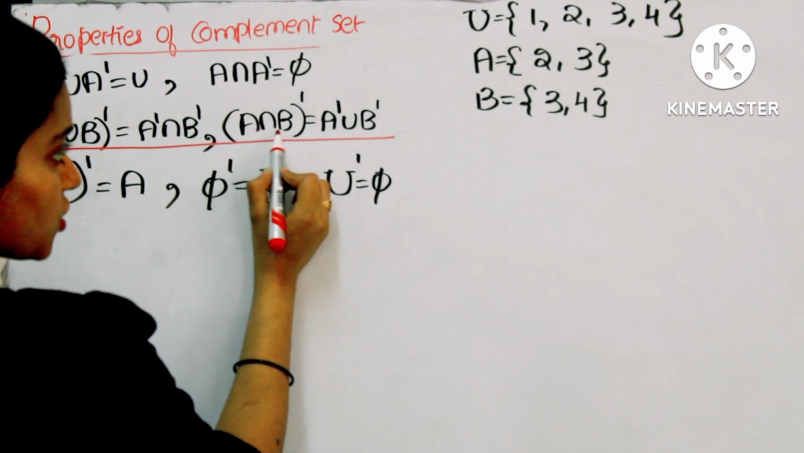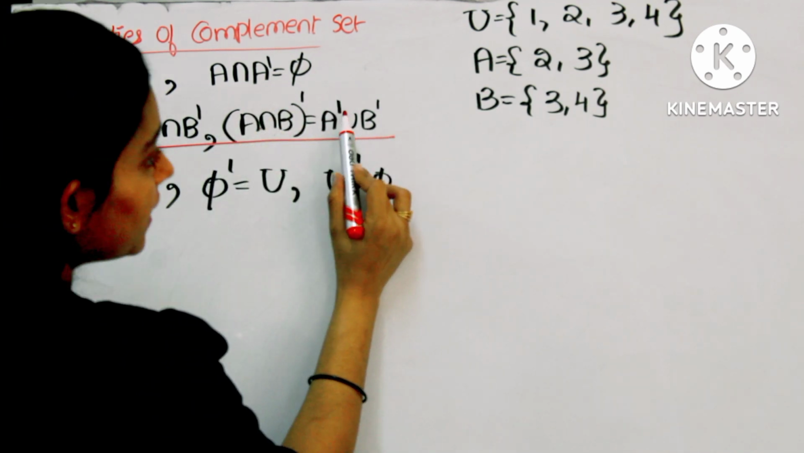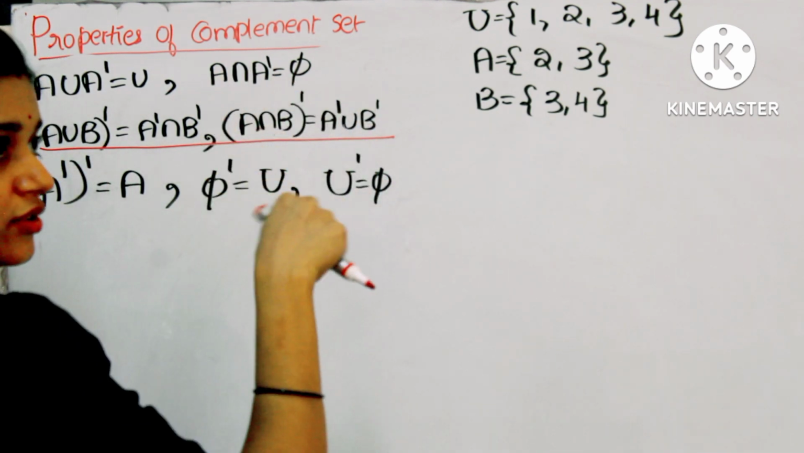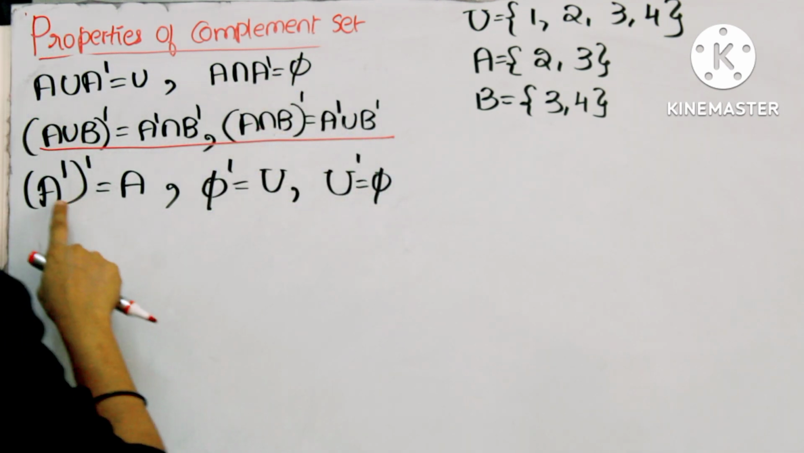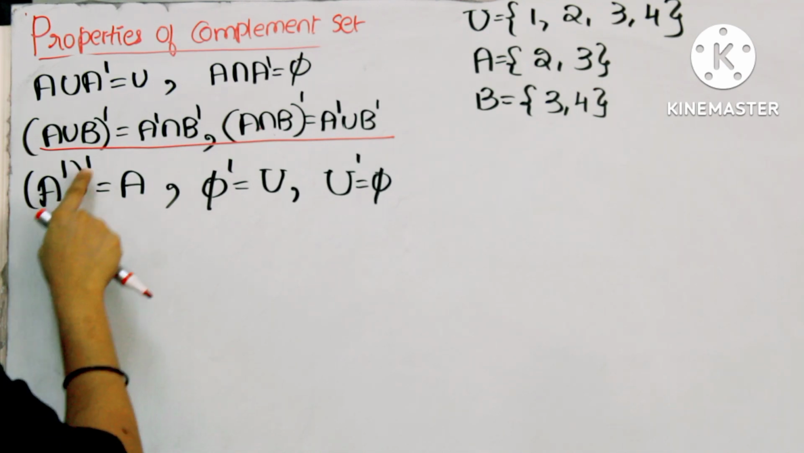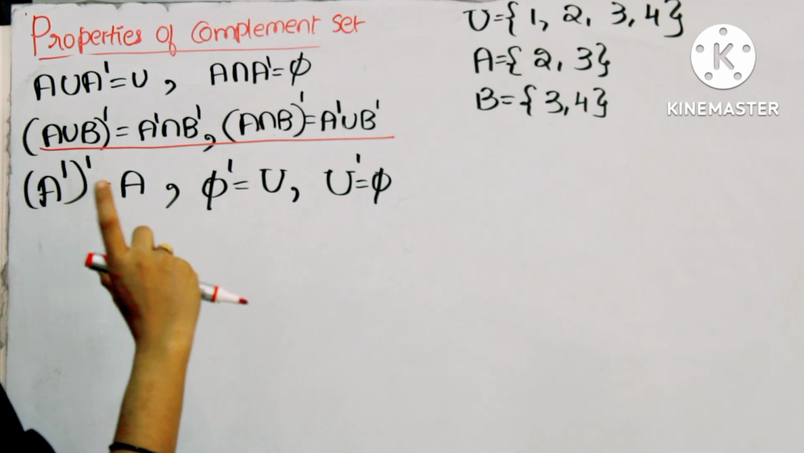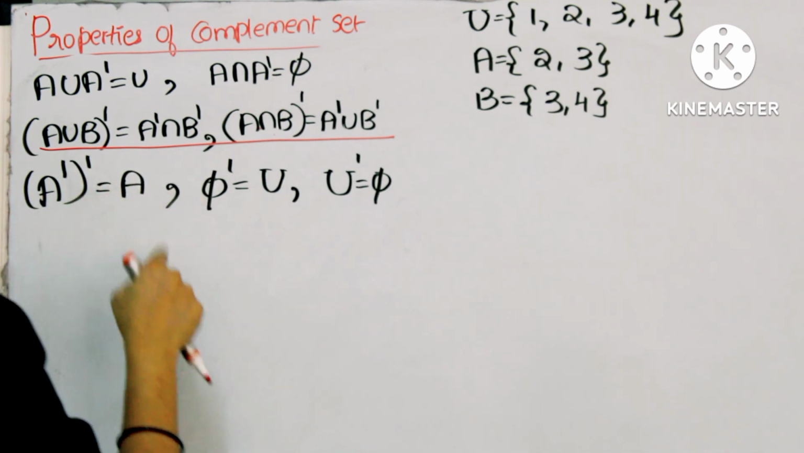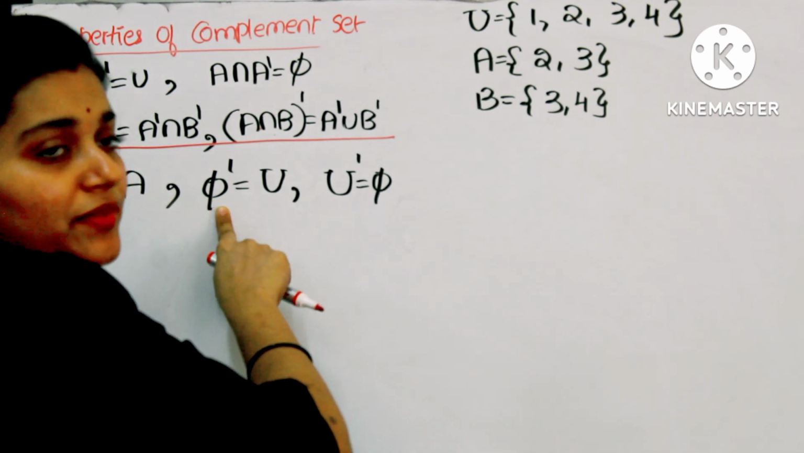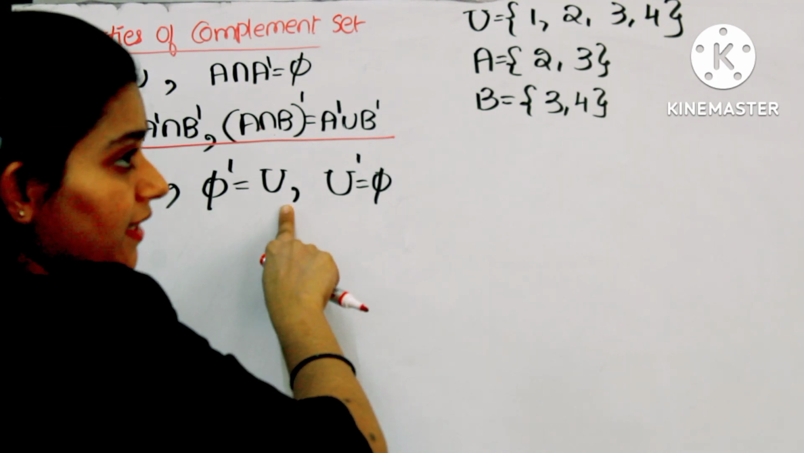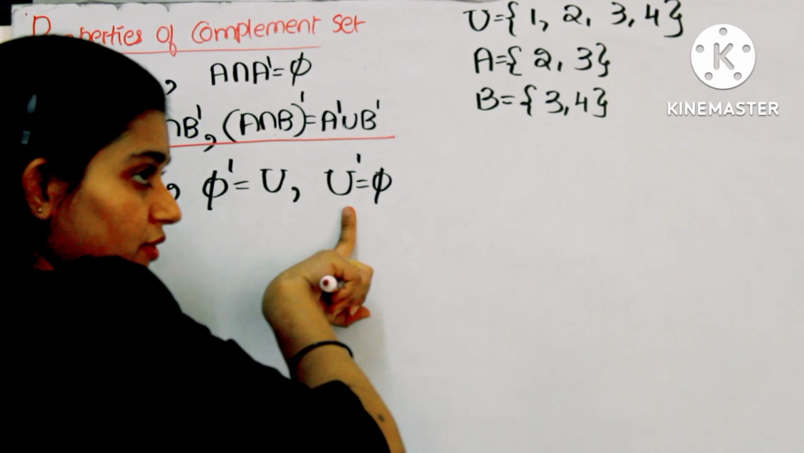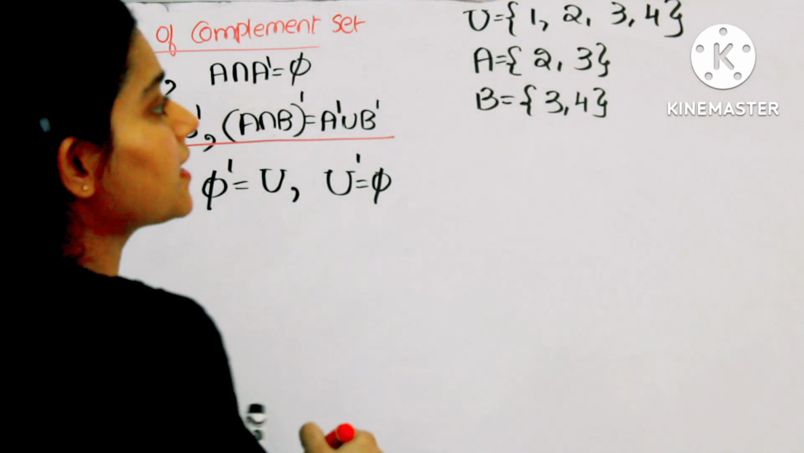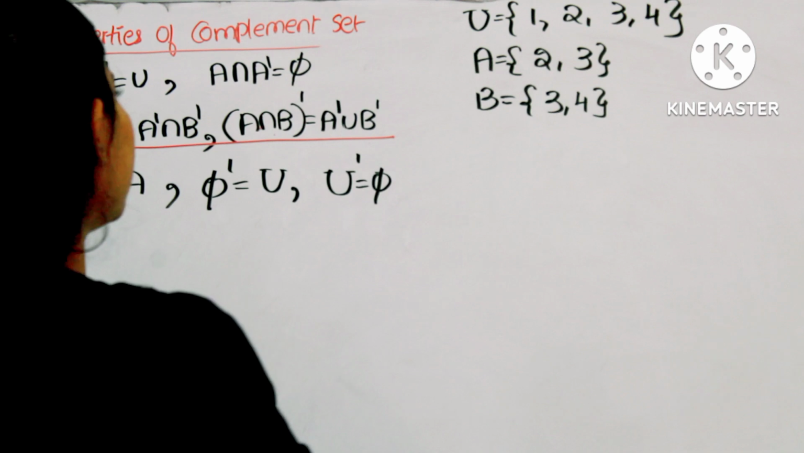If you take the intersection under a whole complement, then for each term you have to take the union. Then there is the double complementation law. What does double complementation mean? You take the complement two times, and you get the same set A itself. The complement of the empty set is the universal set, and the complement of the universal set is the empty set. Okay, now let's take some examples and do this.